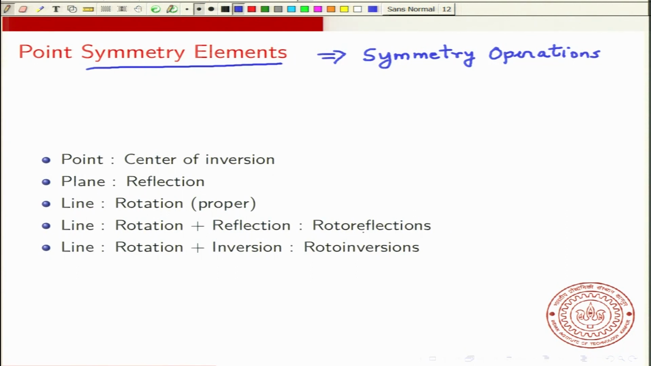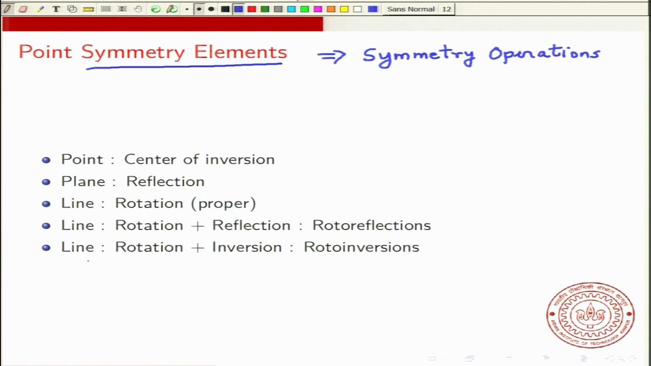These are referred to as rotoreflections, or sometimes they are referred to as improper rotations in molecular group theory. The line can also act as an axis for a rotation followed by an inversion, which is called a roto-inversion. This is also another common operation, especially in crystals. It is roto-inversions that are more commonly used. So these are the point symmetry elements, and these are the various symmetry operations that we will be talking about.